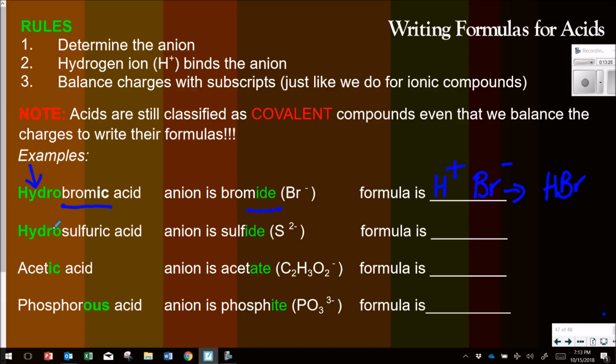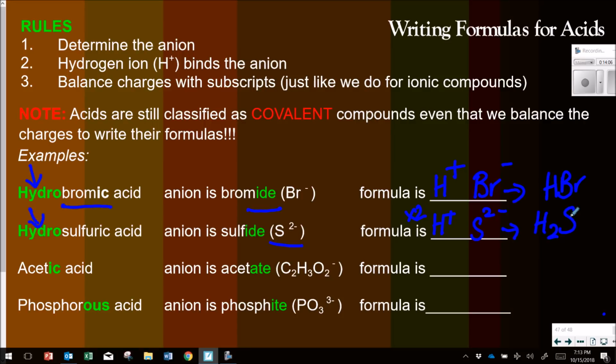Hydrosulfuric acid, again, I have the word hydro in front of my acid name. My anion is sulfide. This time I have H plus and I have S2 minus. These charges don't balance. To balance them, I have to multiply the H plus by 2. So for every 2 hydrogens, I have 1 sulfide.